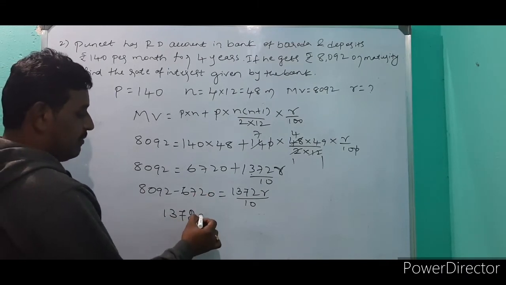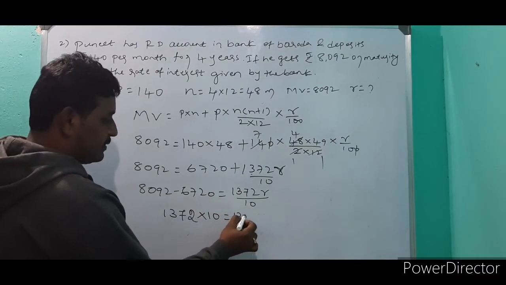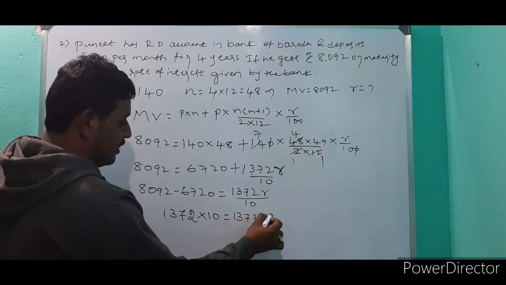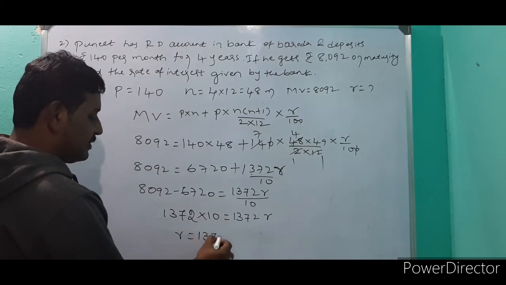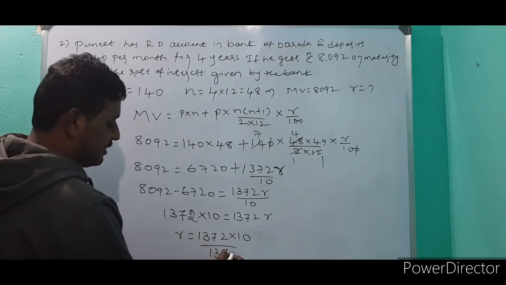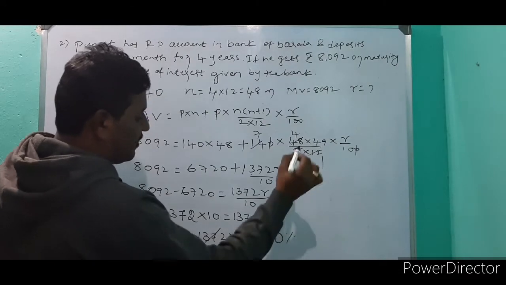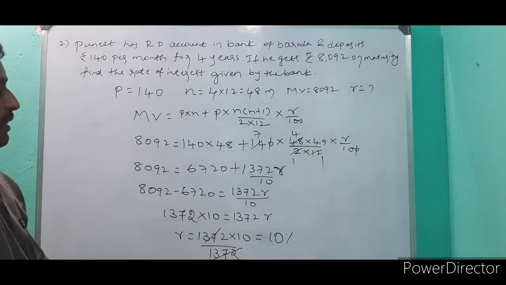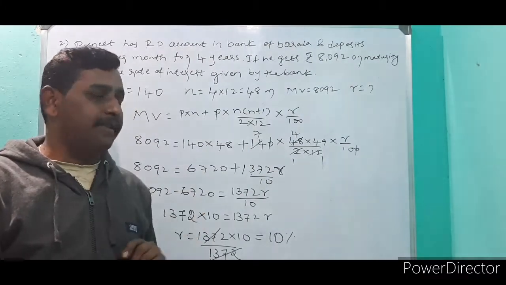1372 multiplied with 10, 1372 R. So R is equal to 1372 into 10 divided by 1372. Cancel, and what is the percentage of R? 10%. Like that you can find the R value.